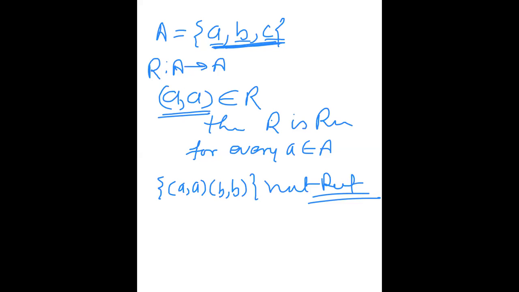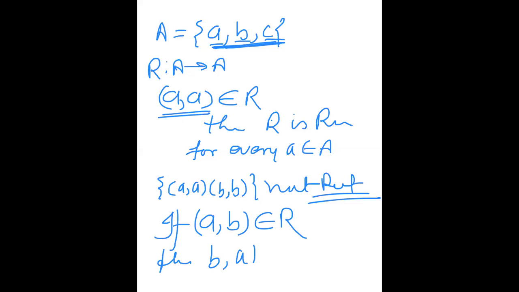For symmetric relation, if (a, b) belongs to the relation, then (b, a) must also belong to the relation. If (a, b) belongs to the relation, then (b, a) must also belong to the relation. Then only the relation will be symmetric.